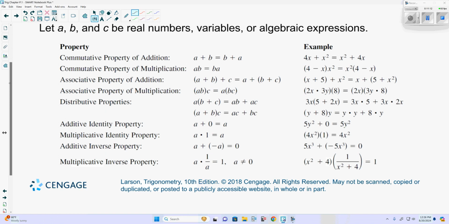Now, that's not always true, because if you all remember last year with matrices, the order in which we multiplied, left or right, did change the result. So it's not always true for everything. But for us, normal polynomials, what we're going to be dealing with, it is true.